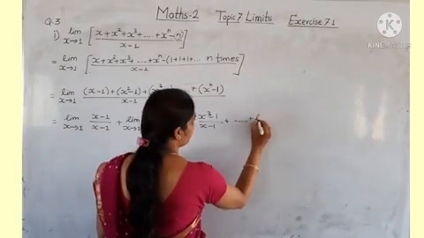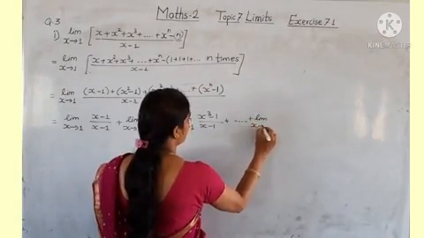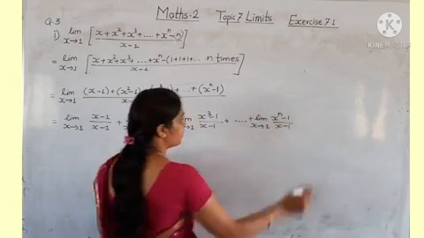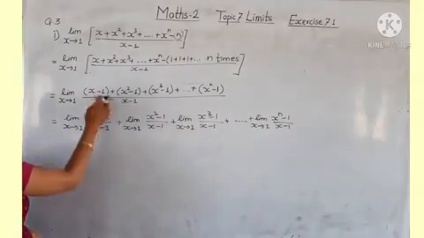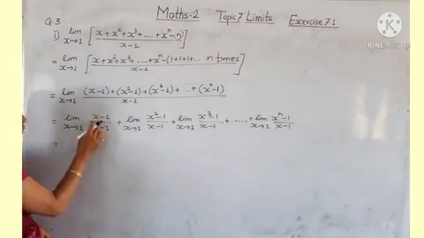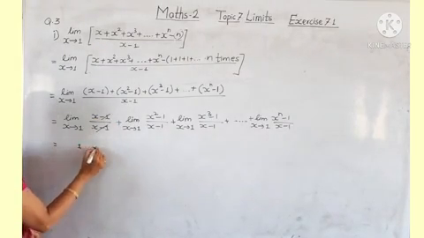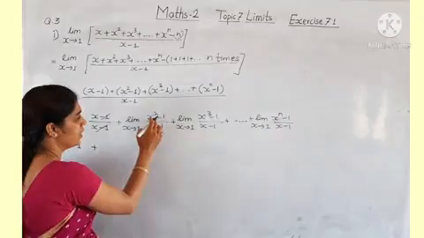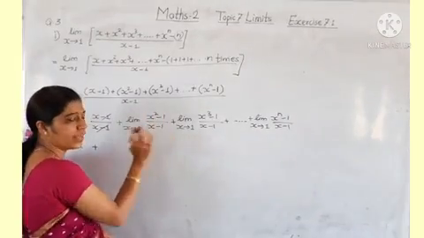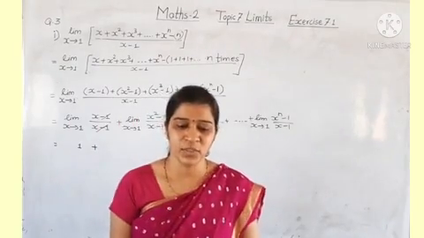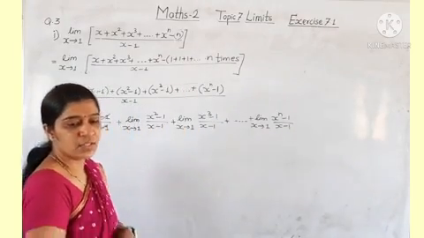limit x tends to 1, x raised to n minus 1 upon x minus 1. Okay, we separate the limit. Now we know the formula. This gets cancelled, here remains 1 plus. Here see, x raised to n minus 1 upon x minus 1. It is of the form x raised to n minus a raised to n upon x minus a.